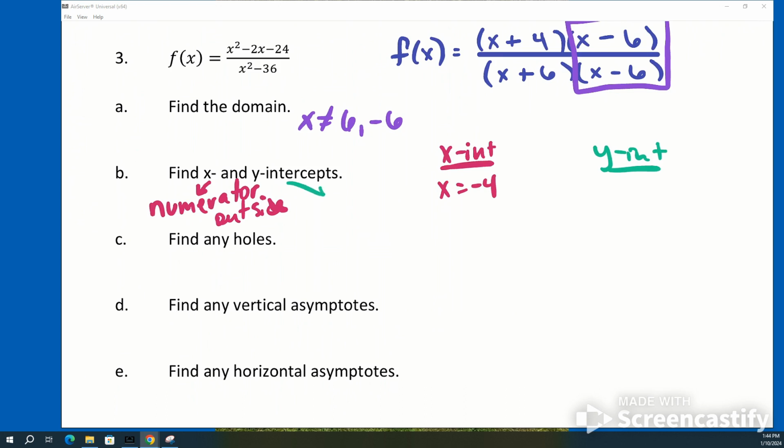All right, what about the y-intercept? Right. Find f of 0. So we make everything 0. We're going to get -24 over -36 originally. So what's the biggest thing that goes into 24 and 36? It's bigger than 6. 12. So that's going to be 2/3.